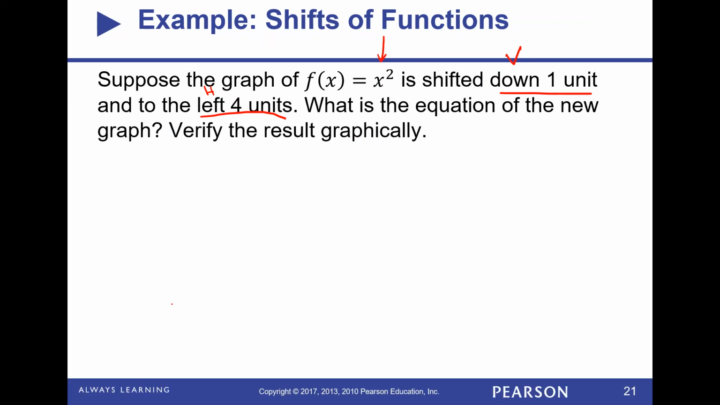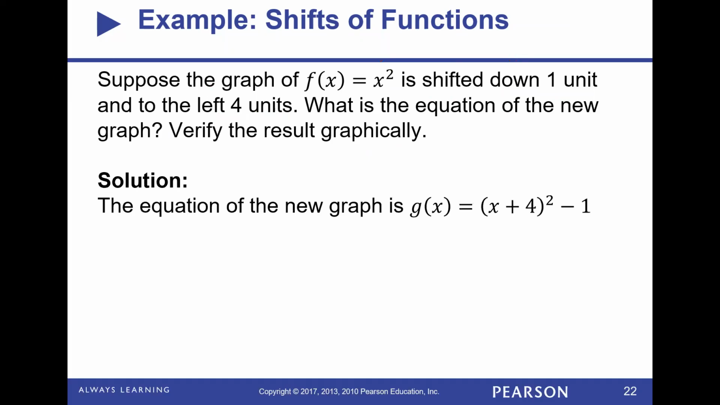So what we do is we take our base function and we plug a set of parentheses in for it. So I'm going to put some parentheses and then my power of 2. And then inside those parentheses, I'm going to put my left 4, so again, +4. And then outside the set of parentheses is going to be my vertical movement, and I'm just going to put that as a -1. Now we can graph this to verify our results that it actually moved left 4 and down 1.